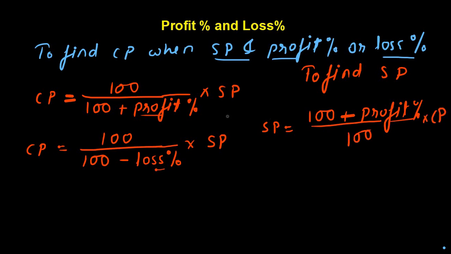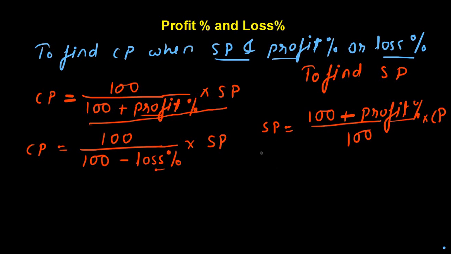Actually, this formula is derived from the same formula over here. SP we shifted to the other side, or we can say this complete fraction, 100 upon 100 plus profit, is shifted to the other side, making it reciprocal. So 100 plus profit has come up and the 100 has come down. So it is just derived from the same formula.